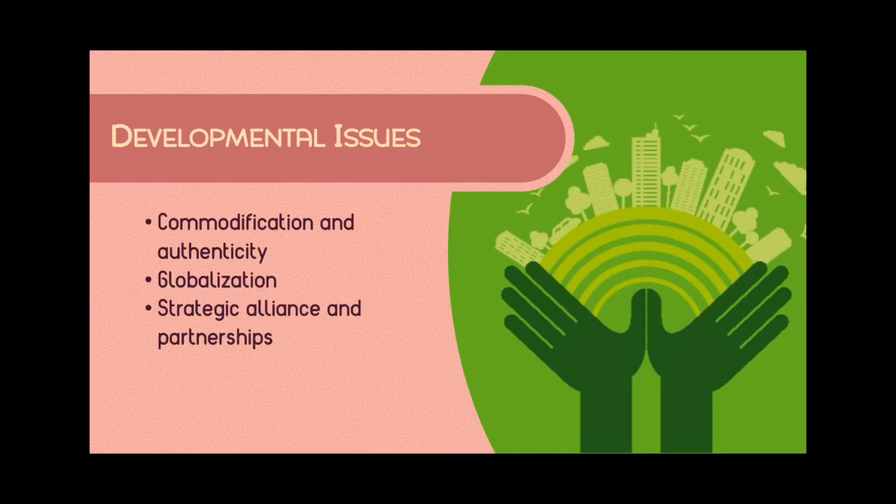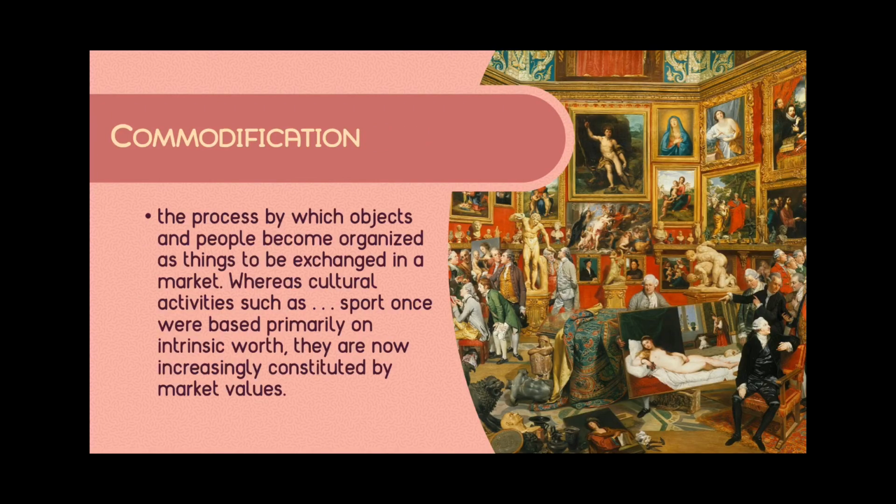So Hinch, the writer of the sports tourism book, identifies three major development issues that are found in tourism, and also, of course, bleed through sports tourism in specificity. So we have commodification and authenticity, we have globalization, and we have strategic alliance and partnerships. So what is commodification? Commodification is the process by which objects and people have become organized as things to be exchanged in a market, whereas cultural activities such as sport once were based primarily on their intrinsic worth, but now they are constituted by market value.